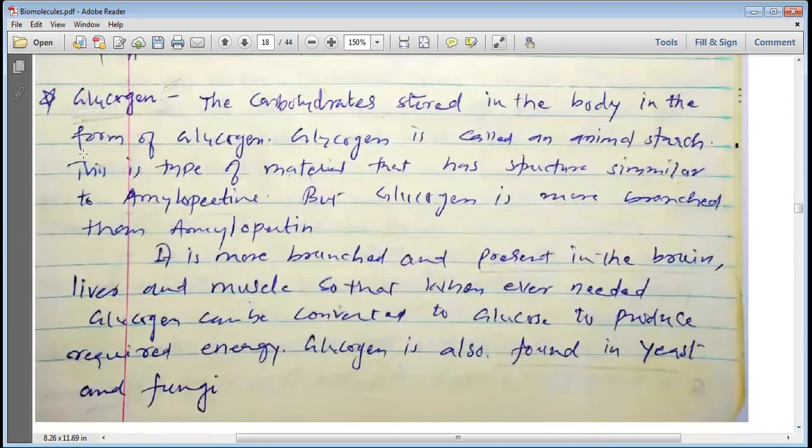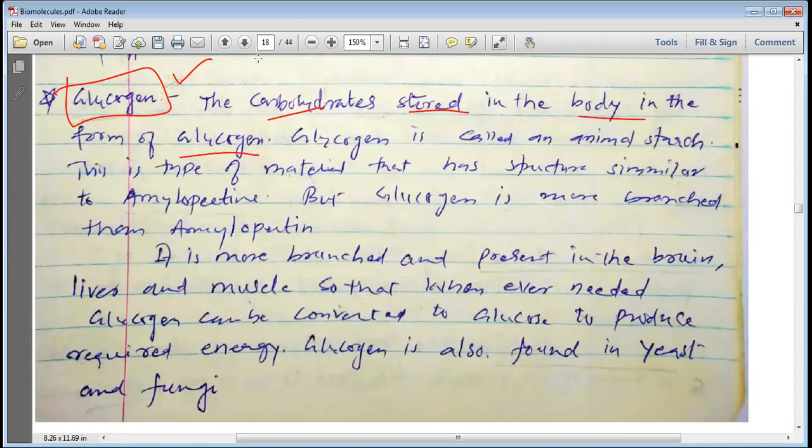Now, my dear students, we want to understand another polysaccharide, which is known as glycogen. The carbohydrate is stored in the body in the form of glycogen.